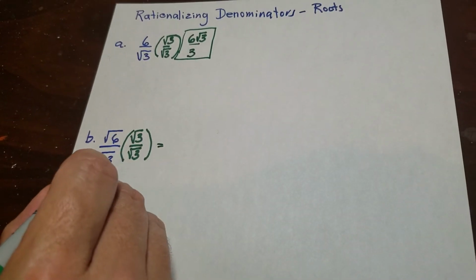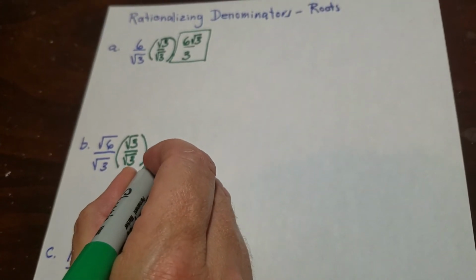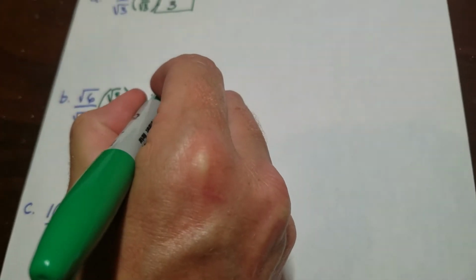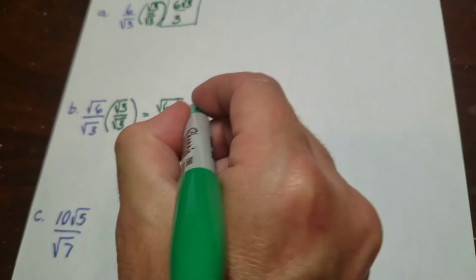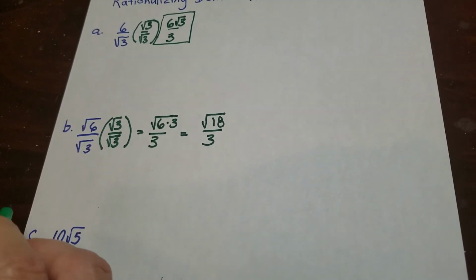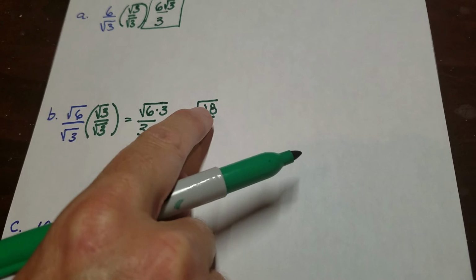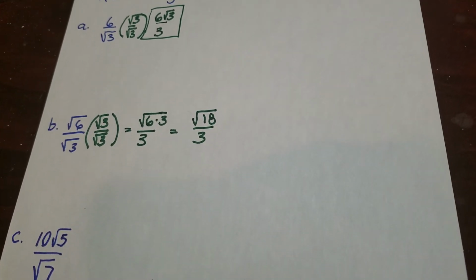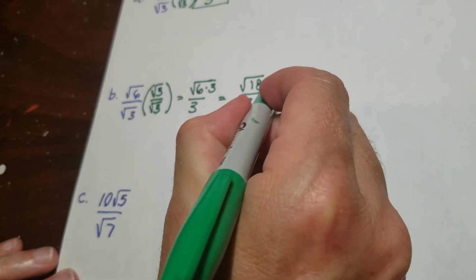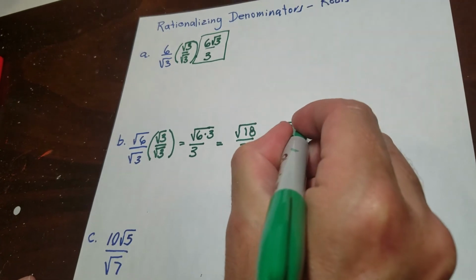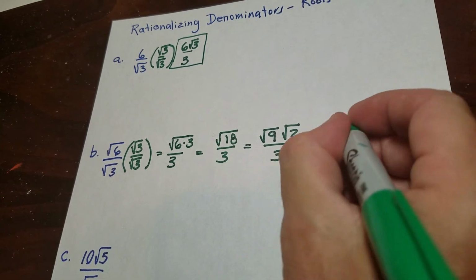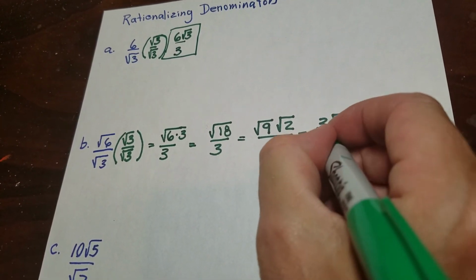So we have down here a 3. And then up here, the 6 and the 3 now are inside the radical, which means that is radical 18 over 3. Okay? But we're not done because now we have a radical that can actually be simplified. 9 is a perfect square, so 9 times 2 is equal to 18. So this can be changed to radical 9 times 2 over 3. And then that is equal to 3 radical 2 over 3.